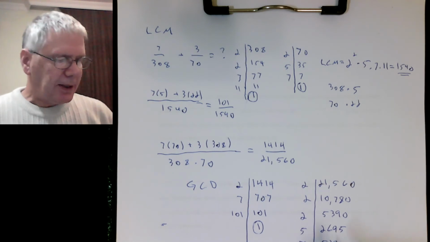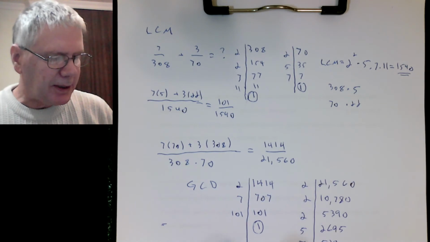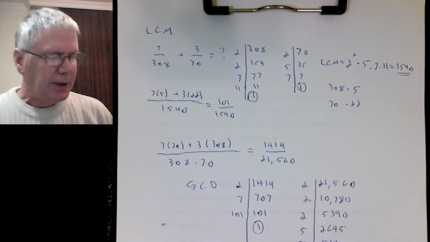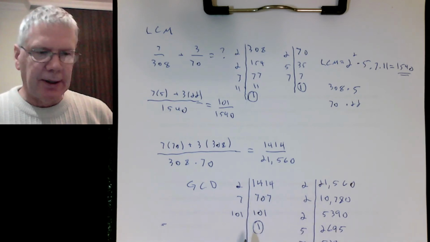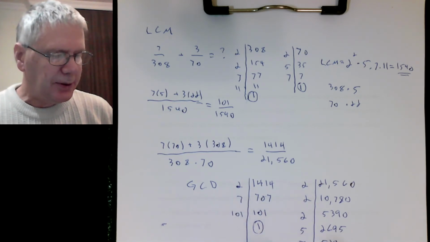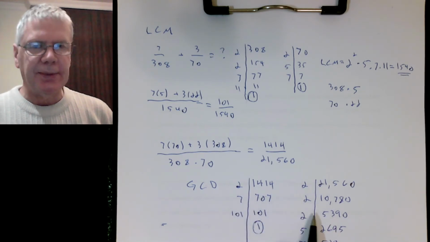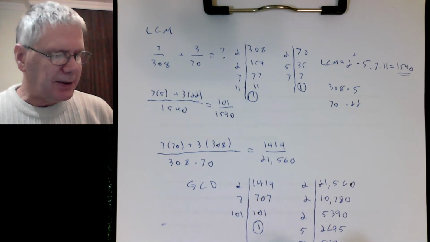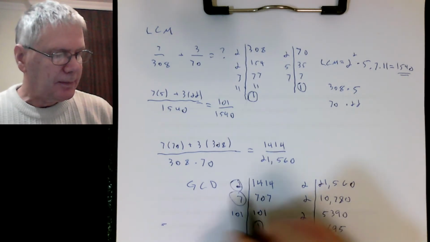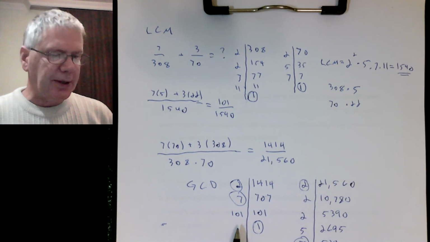Okay, so now I have a bunch of factors for each of these, and in order to find the greatest common divisor, I need to find everything that these have in common. So there's a single 2 in common. There's only one 2 in common. This has 3, but the only one it shares is this one. There's a 7 in common, and there's nothing else in common because this has a 101.